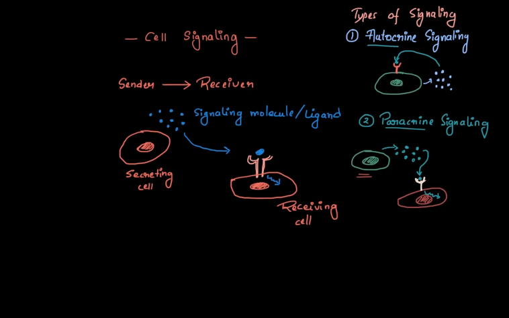So the first one was autocrine signaling, where the signal molecules are having their receptors at the same cell that is secreting the signaling molecule. Whereas in paracrine signaling, the cell which is receiving the molecule, which is having the receptor for this signaling molecule, is in close proximity to this cell. And there is another type which is called endocrine signaling.